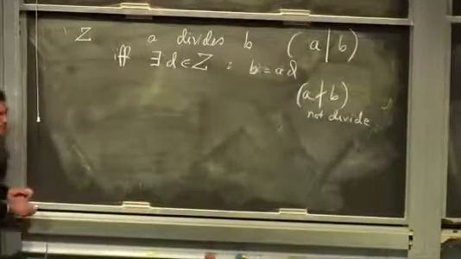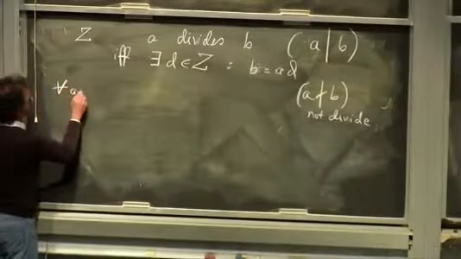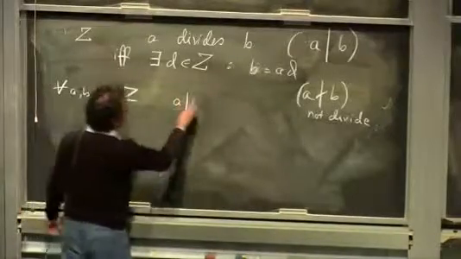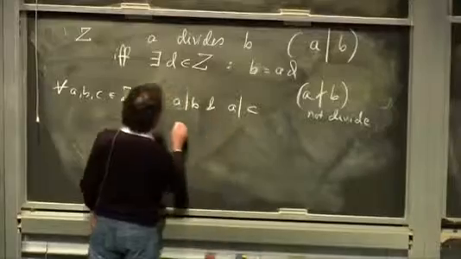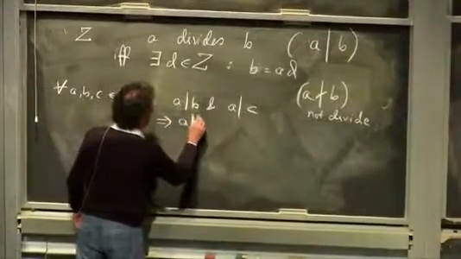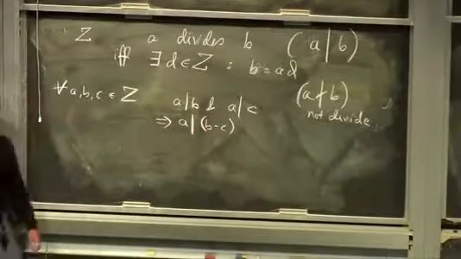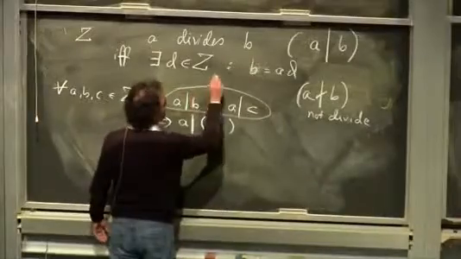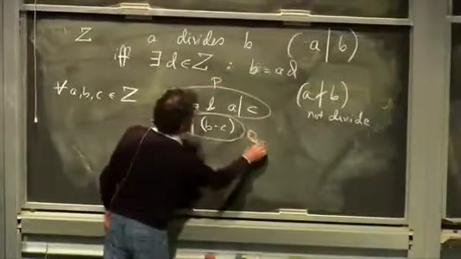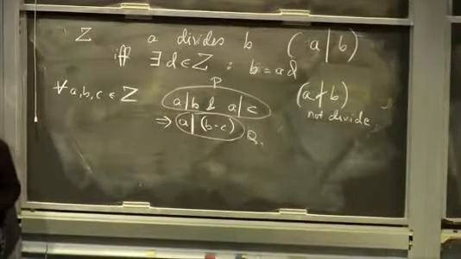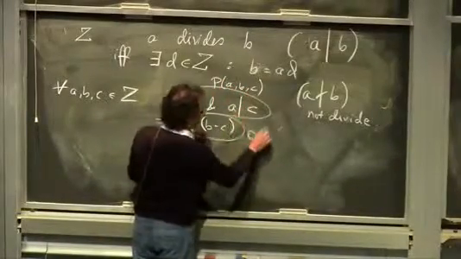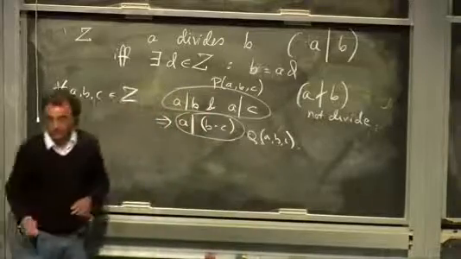So now, we might say, well, for all A, B, C belonging to Z, if A divides B and A divides C, then A divides B minus C. So what do we want to do? We have some proposition P and some proposition Q, and we want to say P implies Q. This proposition is a function of A, B, C, so P of A, B, C, Q of A, B, C. Right? We want to say P implies Q.